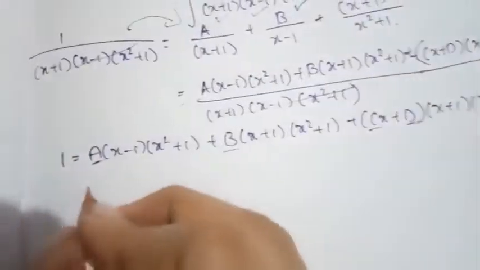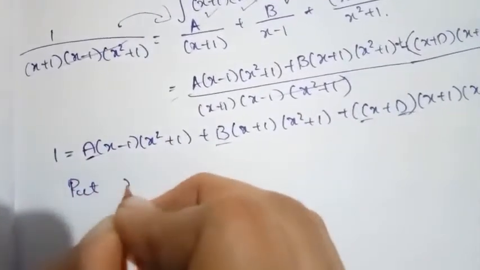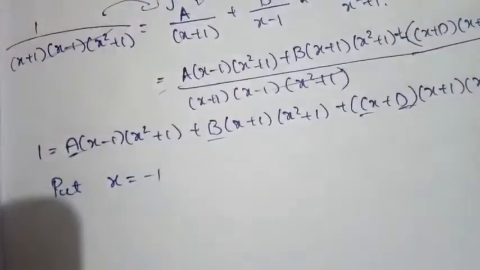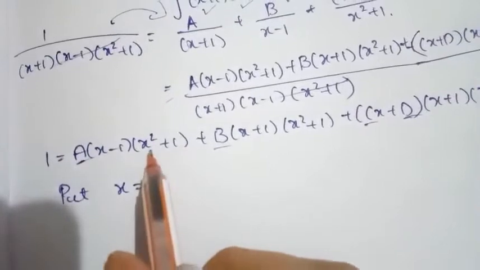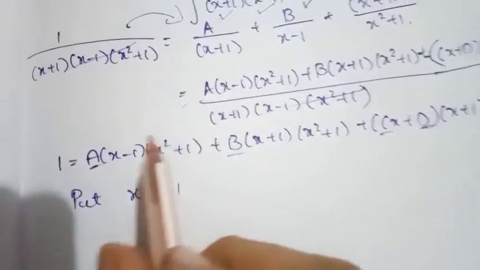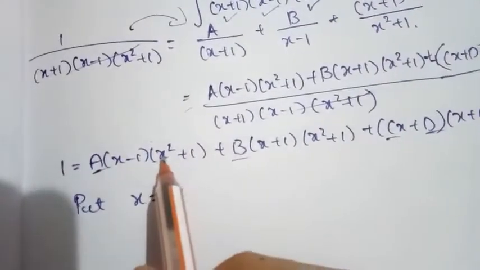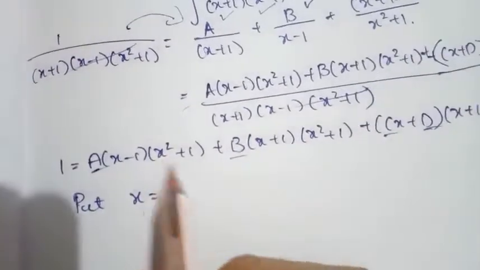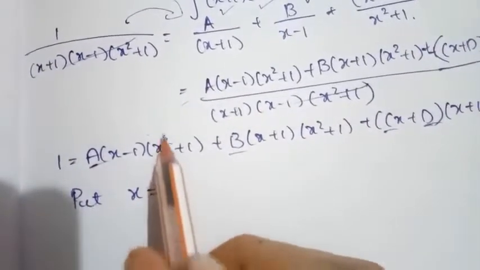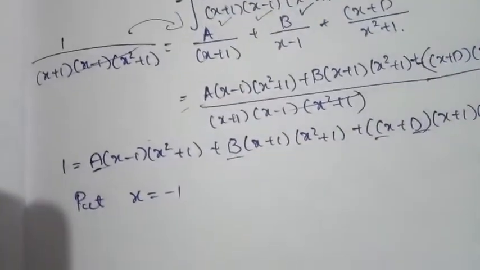First, I am putting x equal to minus 1. When I put x equal to minus 1, what happens? This term is going to vanish, but this term is not going to vanish, because minus 1 whole square is again 1 itself.